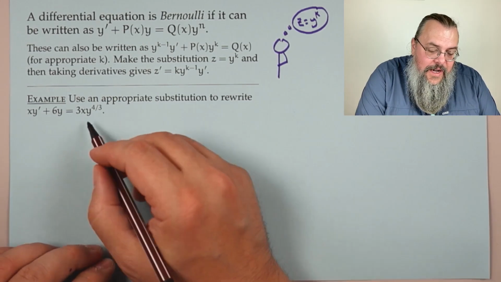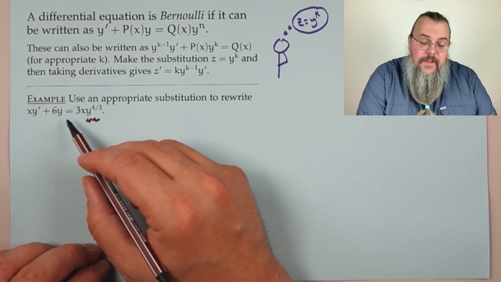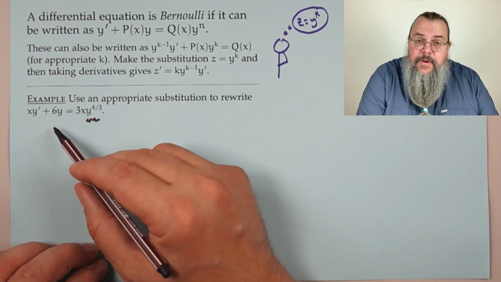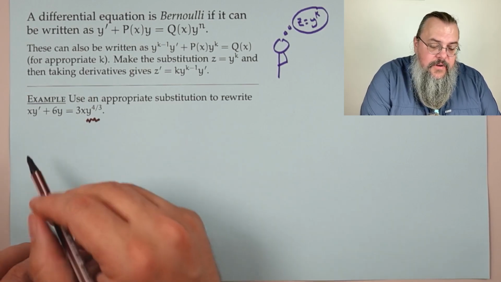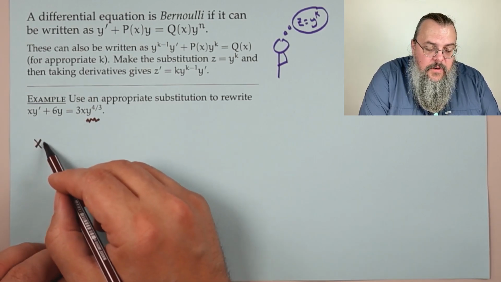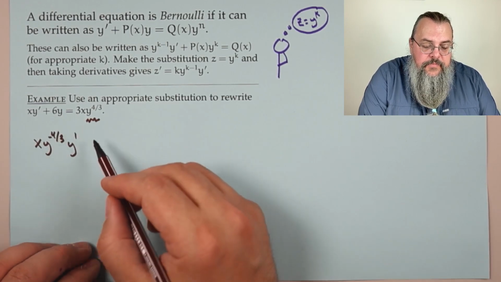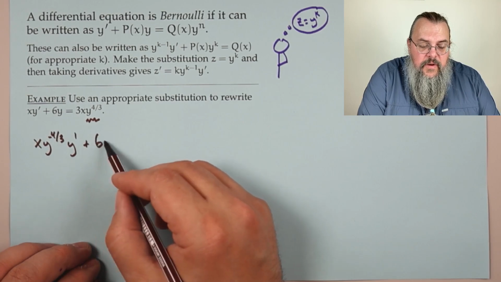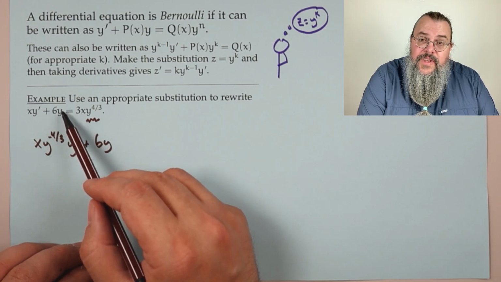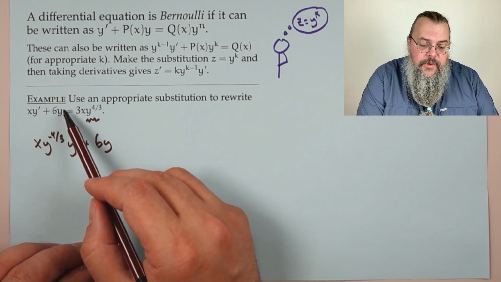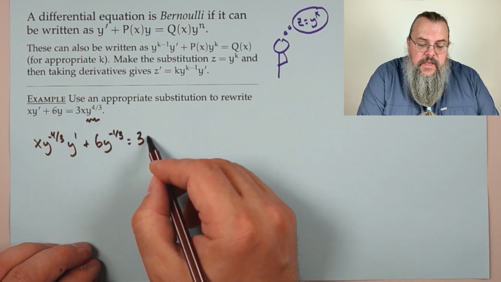Well, I want to make this go to the other side, so I'm going to divide by y^(4/3), if you like. That's the same as multiplying by y^(-4/3). So that becomes x y^(-4/3) y' + 6y. So be careful, what's the power? This is y to the 1, so think of it as 1 subtract 4/3, so it's minus 1/3, equals 3x.